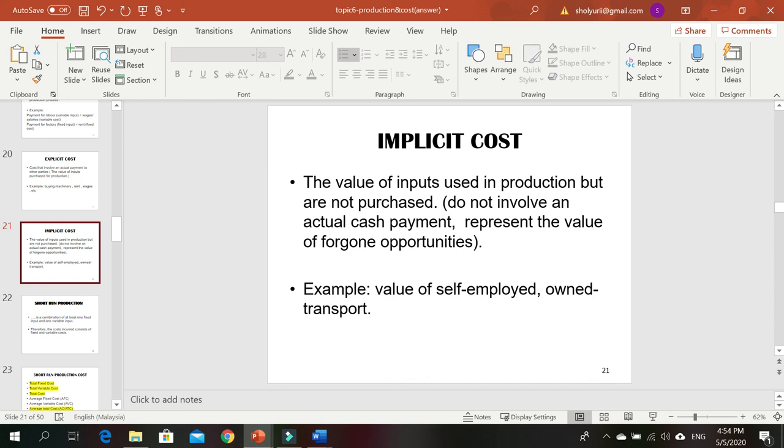Why? Sebab implicit cost ni orang kata cost lepas yang supposedly kita tak payah kira, tapi kita kira juga dalam ekonomi. Do not involve an actual cash payment. Represent the value of foregone opportunity. For example, value of self-employed own transport. For example, macam ni lah. Saya ada kerjaya sebagai lecturer. All of a sudden, saya tinggalkan kerjaya saya. Saya nak buat bisnes goreng pisang. So, gaji saya sebagai lecturer tu, saya terpaksa lepaskan. Itulah yang kita kata sebagai implicit cost.